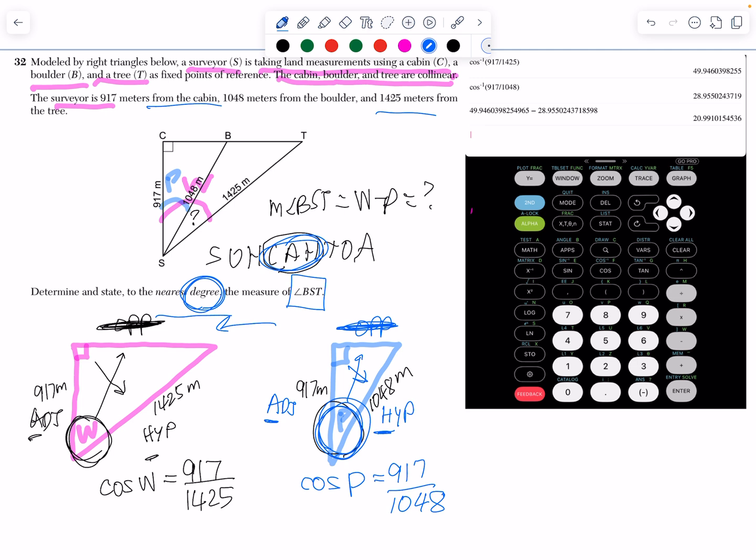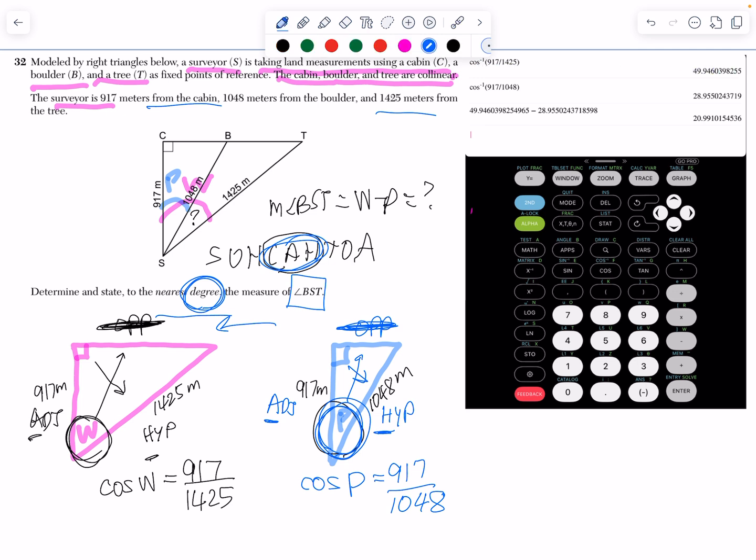Now we're trying to solve for the angle. In order to solve for the angle in the calculator, you always have to press second. I hope you see it highlighted right here, second. So you press second, then cosine. And when you press second cosine, this is what's going to show up on the screen.